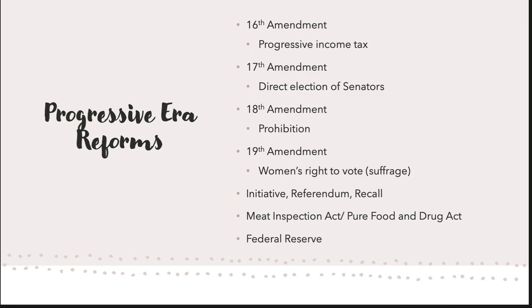We have the Meat Inspection Act, the Pure Food and Drug Act. These are both a direct effect of Upton Sinclair's The Jungle, getting the government to regulate big business, making sure that consumers are protected. And then we have the Federal Reserve. The Federal Reserve was meant to regulate the economy in the United States, with the goal of a stable economy in the US. The Federal Reserve, and remember this, regulates the money supply.